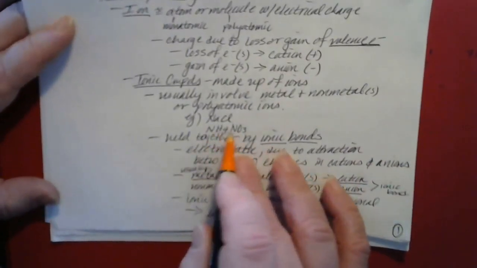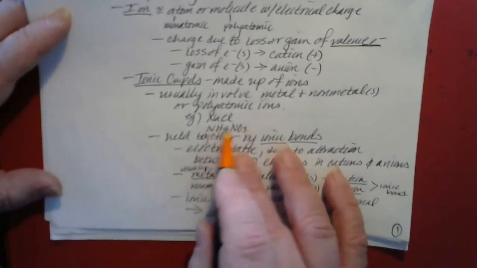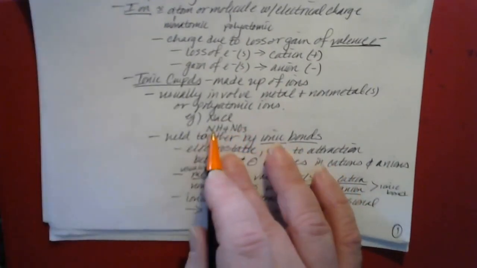An example of an ionic compound that doesn't contain any metals, though, would be something like ammonium nitrate. If you remember the polyatomic ions from when we were going over them, and if not, you can look back at the list.